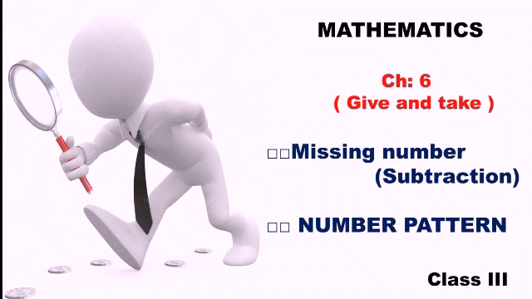So today we are going to learn a very interesting topic from the chapter Give and Take, that is missing number of subtraction. Means in subtraction you have to find the missing number, and also number pattern. Few questions I will discuss. Already I have discussed, so I will give 2 or 3 examples. So in the last there is a homework for you. You have to solve it in the copy and write the answer in the comment box. Okay. So let's start our today's class.